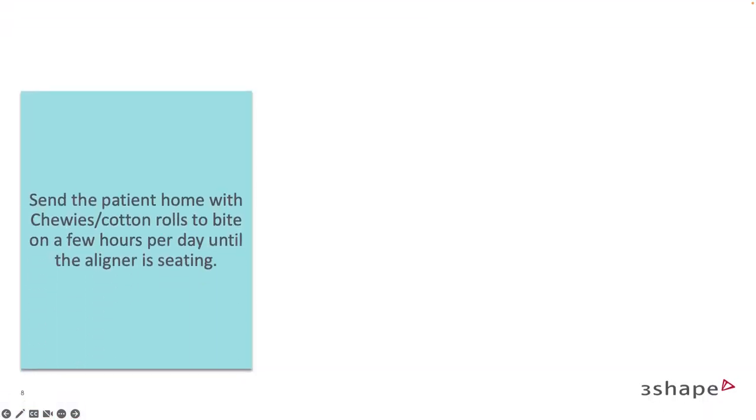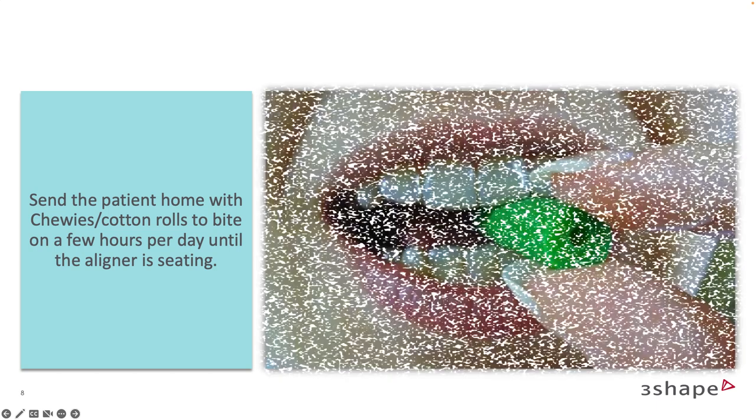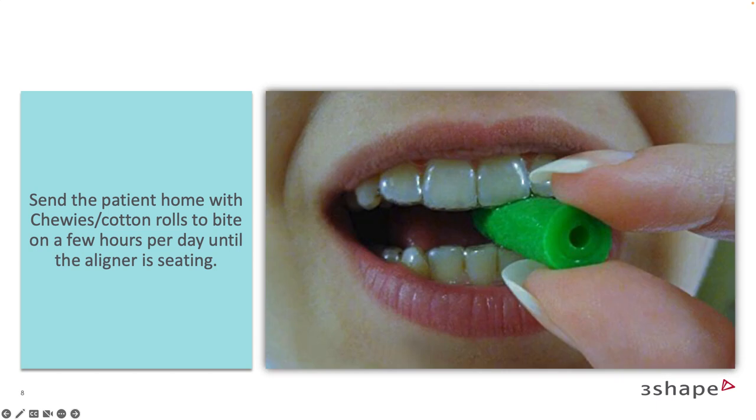Now we're going to jump into another important topic. If we're having tracking issues, we can also use some auxiliary techniques. So, for example, we can always provide chewies, saliva ejectors or cotton rolls if an incisal gap is present between the incisal edge of the tooth and the aligner. Incisal gaps are usually the first sign of a case going off track.